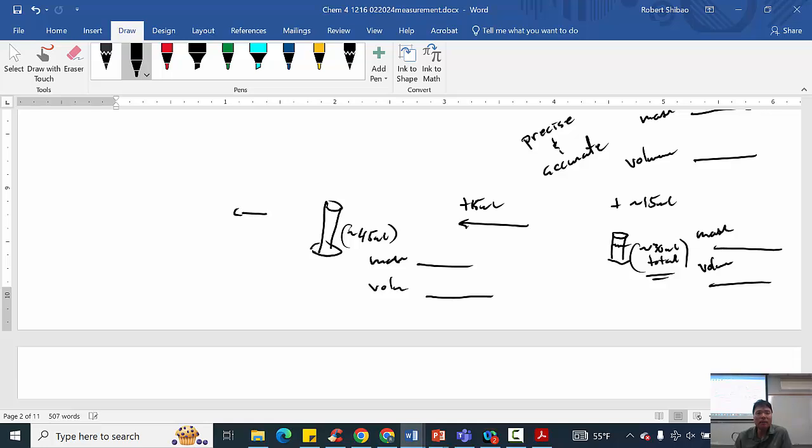And then we're going to get a thermometer and measure the temperature of the water.